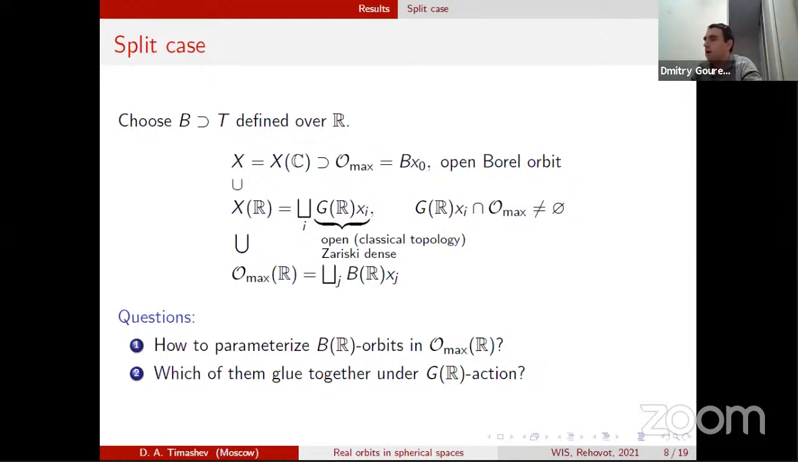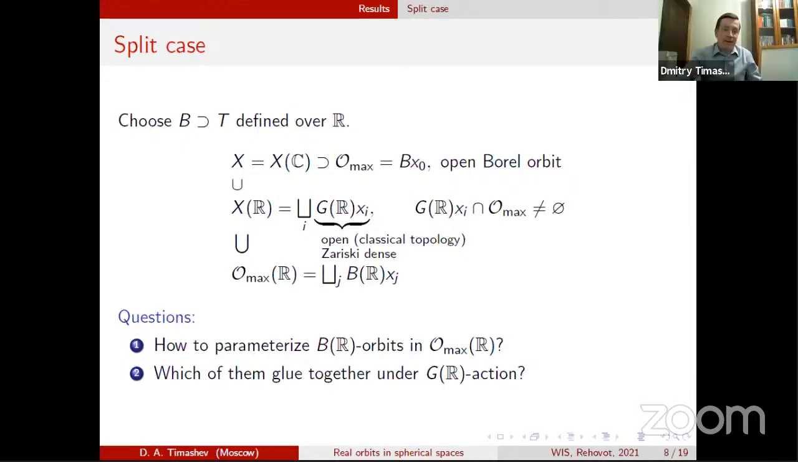Excuse me, I guess I missed something. So X of R is a union of finitely many G of R orbits. Yeah, exactly. I see. Sorry. Yeah, so it's okay. Now it's clear. Okay.